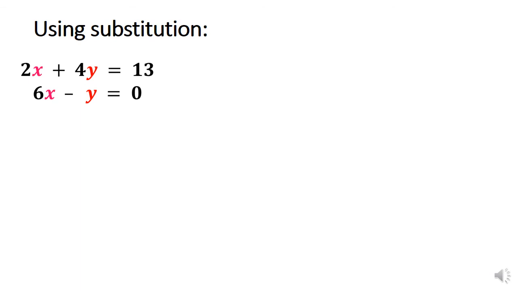Now, using substitution, again, what we want is to express one variable in terms of the other. And the easier way is to make use of the second equation. So we can write that as 6x equals y. You can simply add y on both sides of this equation, or simply move the y to the other side. By simply moving y to the other side, we just have 6x equals y or y equals 6x.